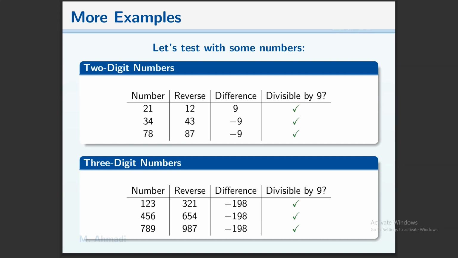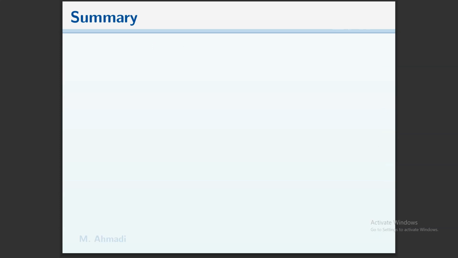Here we can see more examples. For two-digit numbers, for 21 the reverse is 12, and the difference 9 is divisible by 9. For 78 the reverse is 87, the difference is minus 9, also divisible by 9. For three-digit numbers we can also see some examples. For example, the last row is 789, the reverse is 987, the difference is minus 198, and this is divisible by 9.